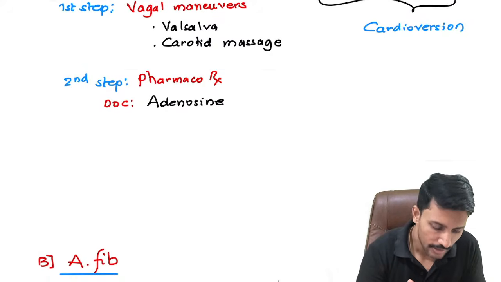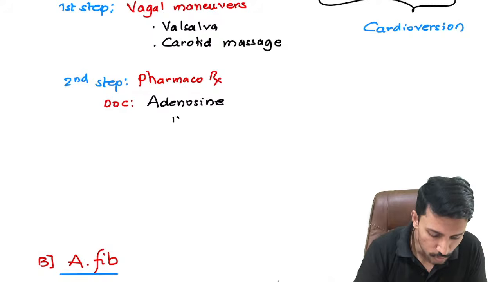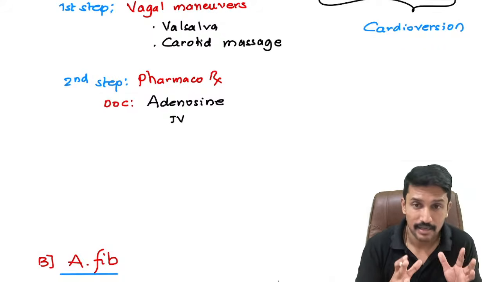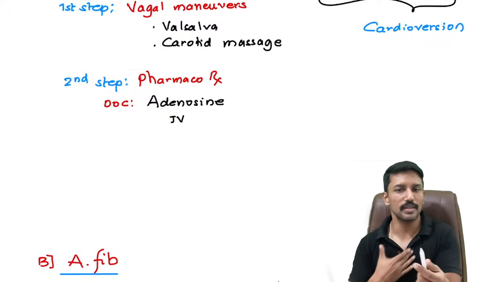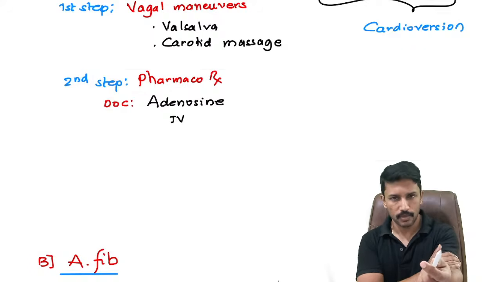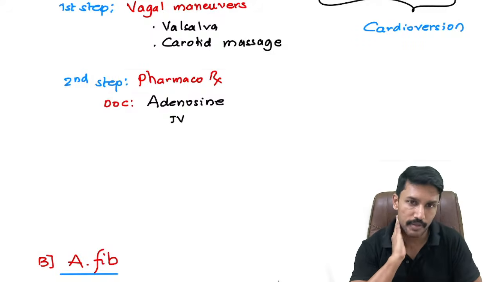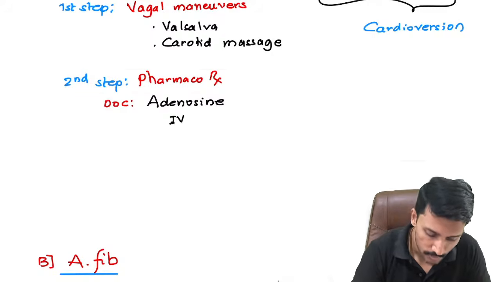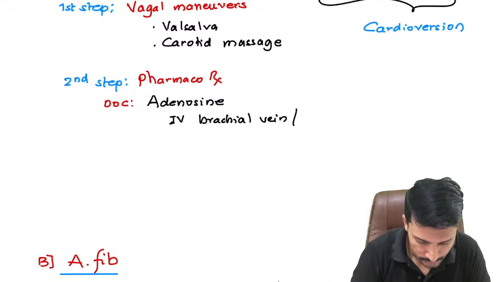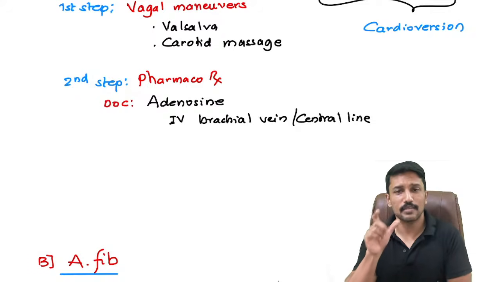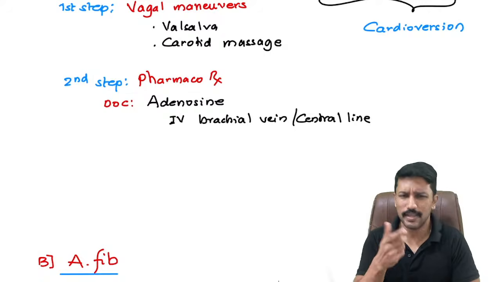If I am giving adenosine, it should be IV. Its half-life is just 6 seconds. That's why we have to choose a vein which is closer to the heart, right? You can use a brachial vein, or if you have a central line, you should prefer giving it through the central line. It is IV through brachial vein or central line. I personally would prefer the central line, because it has a very short half-life.